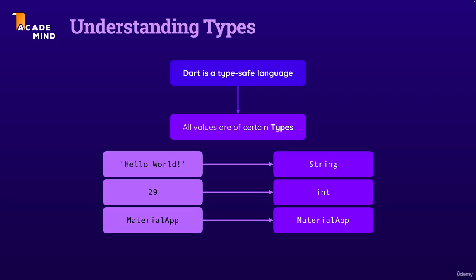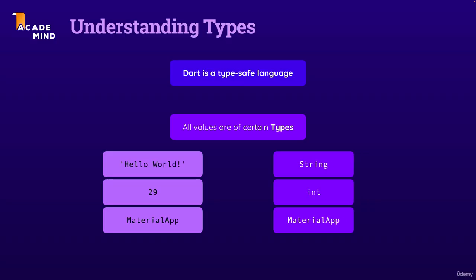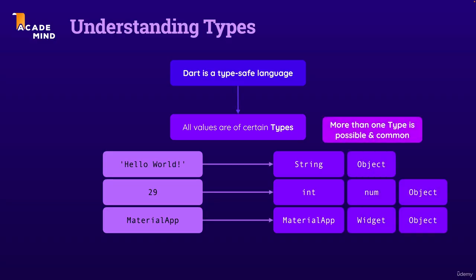And actually, there's not just one type per value, but instead values are typically of multiple types. For example, this hello world text is not just of type string, but also of type object. The number is not just of type int, but also of type num and of type object. And material app would be of type material app, but also widget and also object. So values can be of multiple types. As you see, all values are at least of type object, and then they also have more specific types. I'll get back to objects and what that's all about a little bit later.